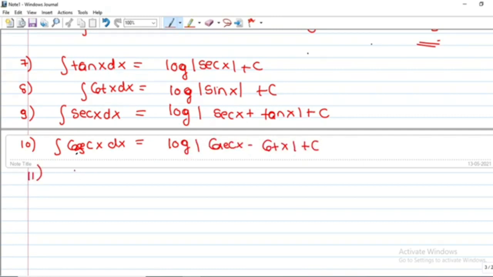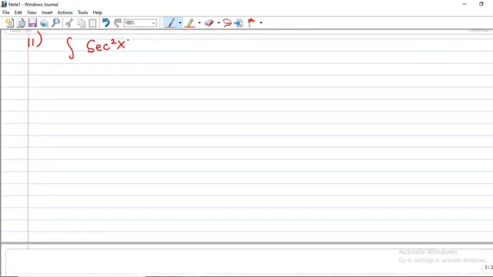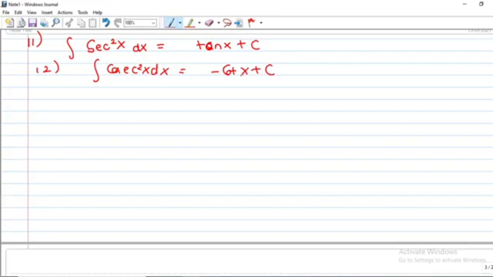After this, the 11th formula, which you will see, is integral sec square x dx, which is nothing but... Here you need to remember that integration is just the opposite of differentiation. So we know that the differentiation of tan x is sec square x, so the integration of sec square x will be tan x + c. Now the 12th one is similarly its brother, cosec square x dx. It will be nothing but -cot x + c. So don't make any mistakes, just remember all these formulas.